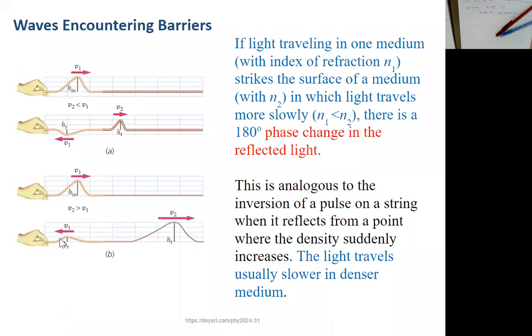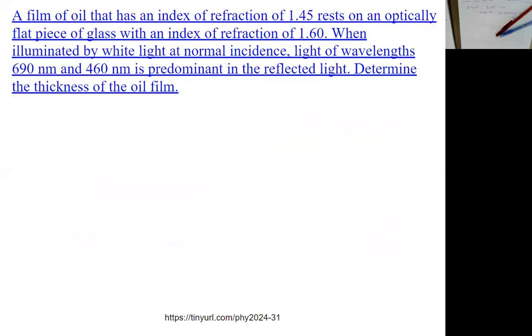So this is similar for light waves. If a light wave is traveling from a small index of refraction into a larger index of refraction medium, then there will be a phase change of pi or 180 degrees. On the other hand, if your light travels from a larger index of refraction medium into a smaller index of refraction medium, then you will not have that phase change of pi or 180 degrees. Okay, so with that, we can take a look at this example.